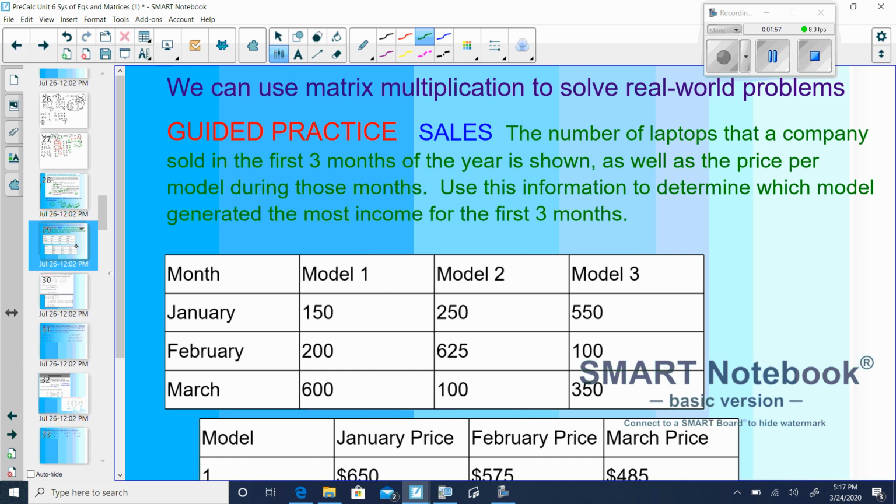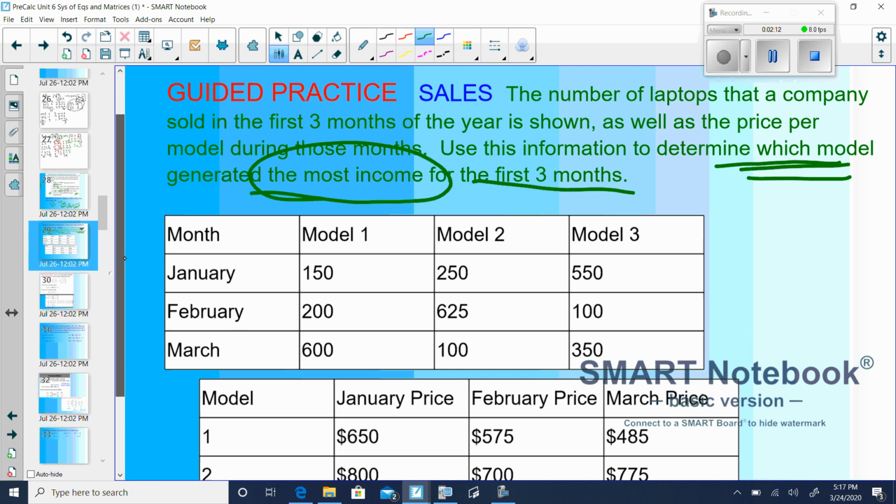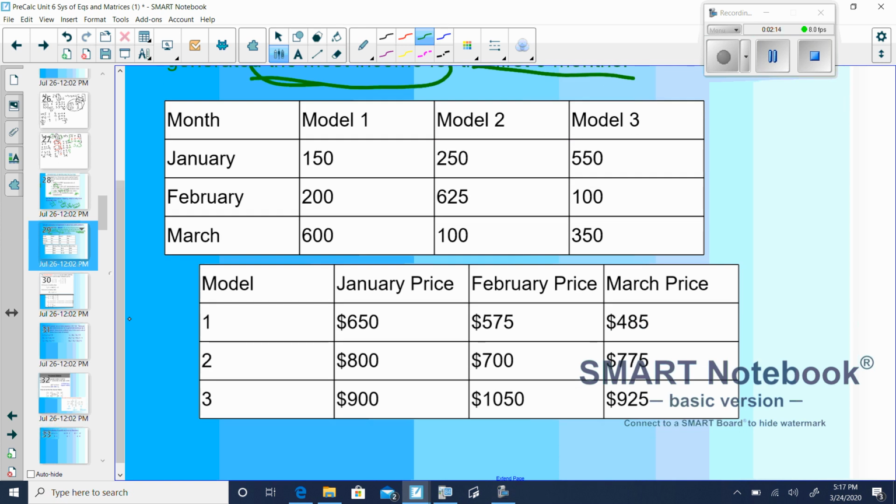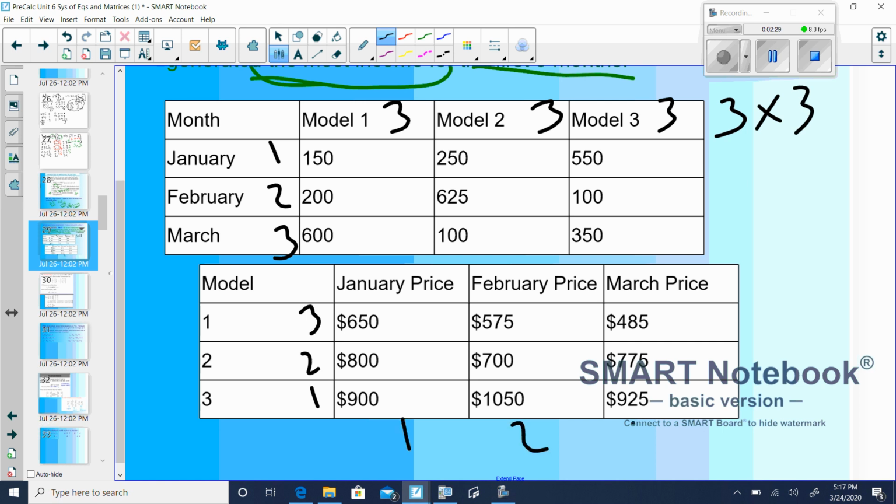Now, can we use this in the real world? Yes, we can. We can use this to solve real world problems. Caveat emptor though, right? Let the buyer beware, because right here, we need to determine which model generated the most income for the first 3 months. So what we're going to find here is we can put each of these into our calculator, right? Because we have a 1, 2, 3 rows and 1, 2, 3 column matrix. So that is a 3 by 3. Over here we have 1, 2, 3 rows by 1, 2, 3 columns.